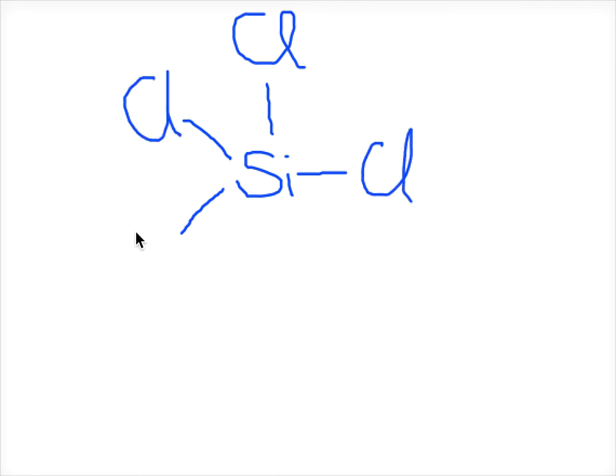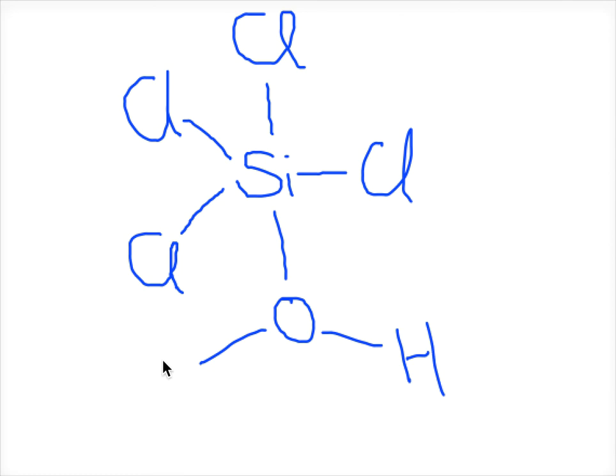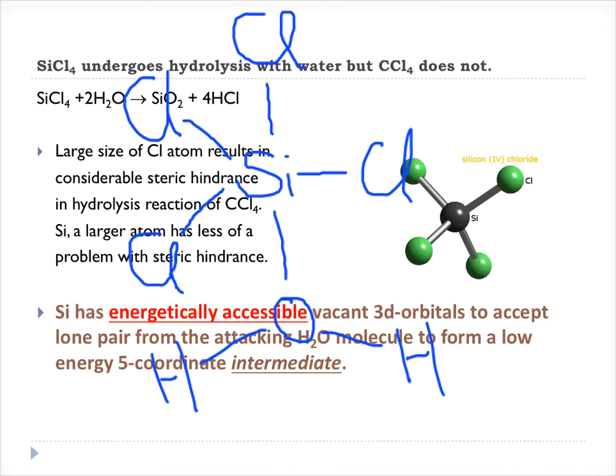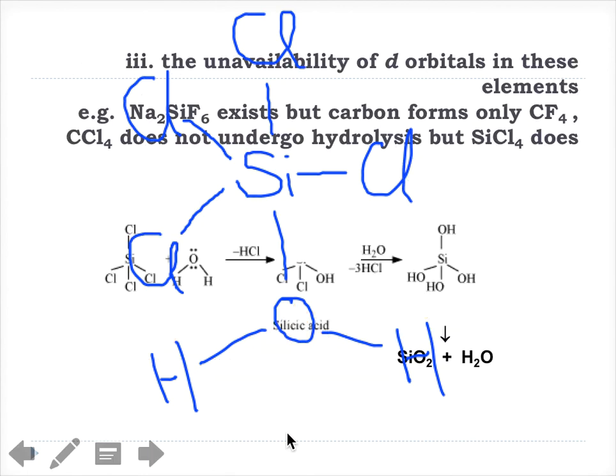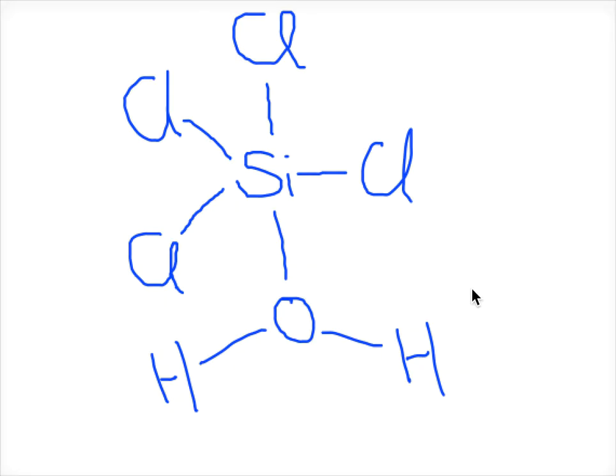So in this case, silicon tetrachloride, after it's attacked by water, will form this intermediate. This is the 5-coordinate intermediate that we were talking about earlier. This 5-coordinate intermediate is trigonal bipyramidal with respect to the silicon. If you recall, on the previous slide, we showed that the water is attacking the silicon: the nucleophile attacks the electrophile, and this is the intermediate that is formed.